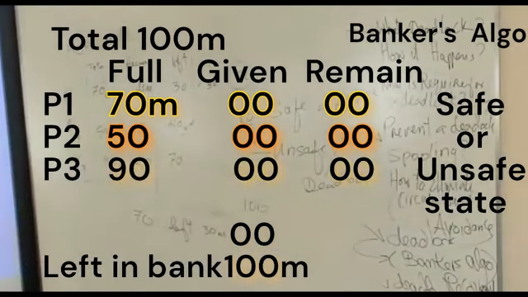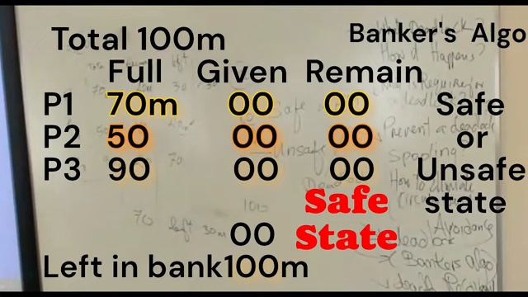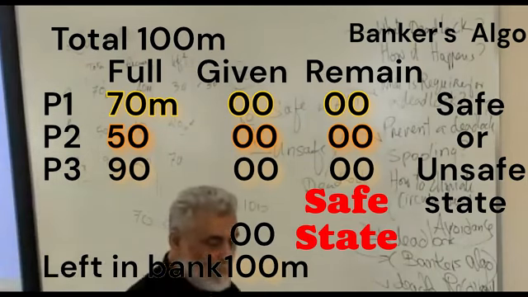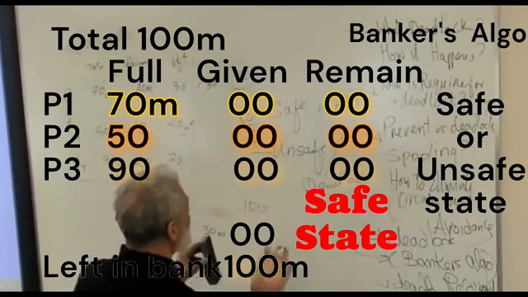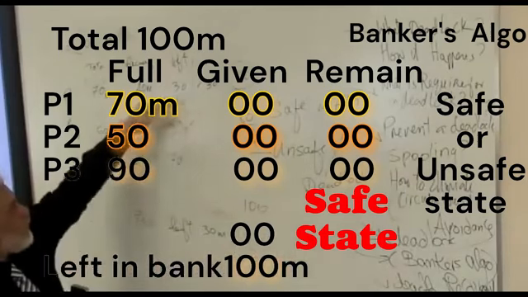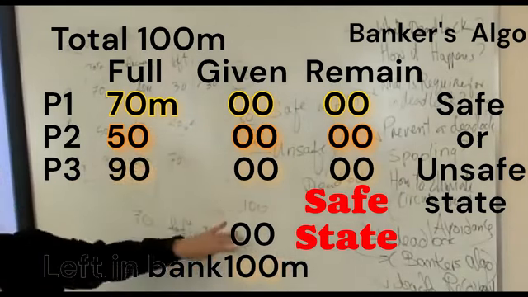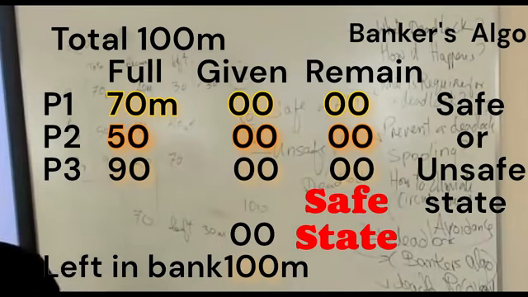So yes, right now, in this situation, we can start with each one of them, and we can finish them all. If we can accommodate everybody's full request and finish them all, then the system is in a safe state. Now, let's look at another situation. You need to be able to go through each one of those and finish them all, and then you can say, yeah, our system is safe.